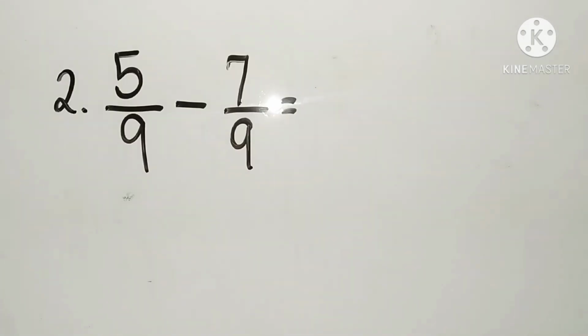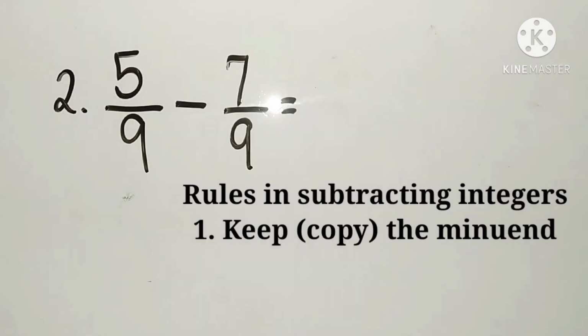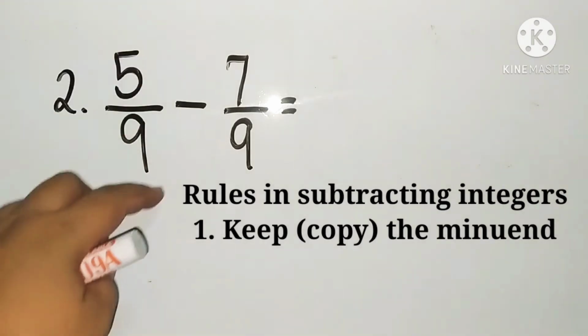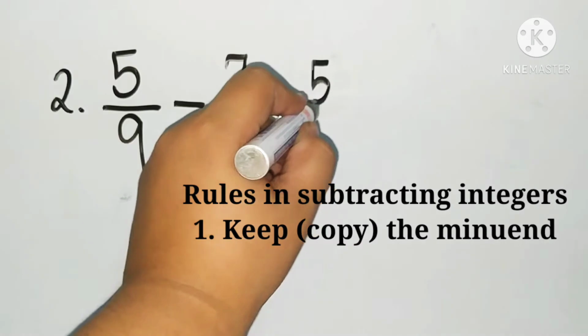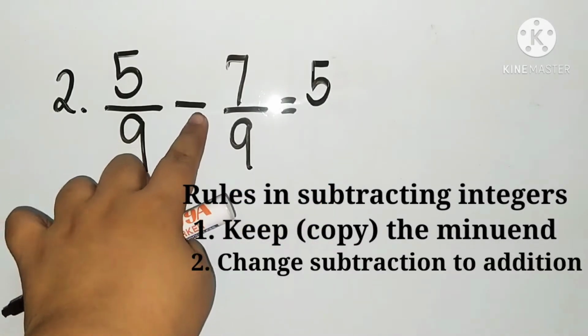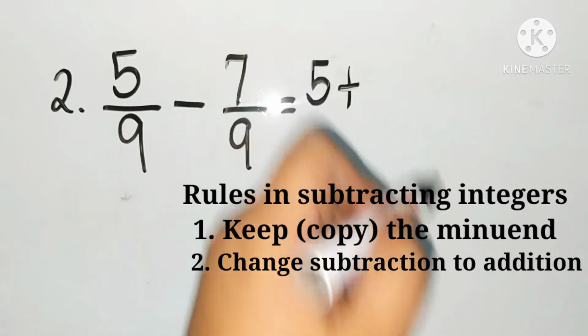Number 2, 5 over 9 minus 7 over 9. So, gaya ng sinabi ko kanina, pwede nyong gamitin dito yung rules in subtracting integers. The rules in subtracting integer are, number 1, copy the minuend. So, sa case na to, yung unang fraction yung ating minuend. Copy the minuend, which is 5. Change subtraction to addition. So, magiging plus.